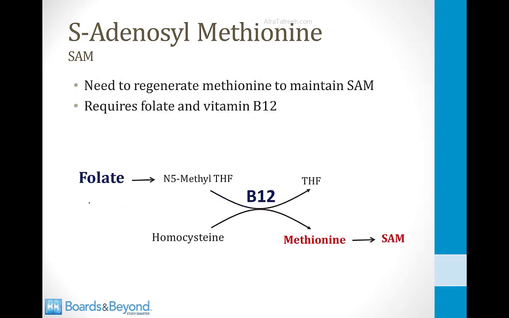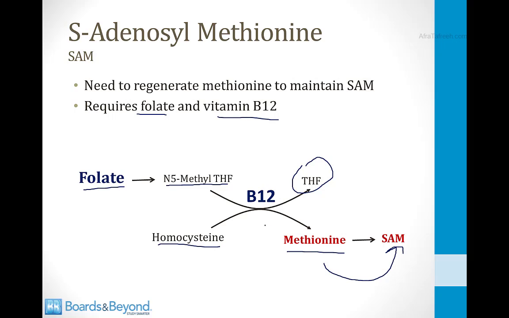Now you need to regenerate methionine in order to maintain levels of SAM inside of cells and continue metabolizing norepinephrine into epinephrine. And to regenerate methionine, you need the vitamins folate and B12. The pathway looks like what I've shown on the screen here. Folate is converted to N5-methyl tetrahydrofolate. A molecule of N5-methyl tetrahydrofolate plus a molecule of homocysteine can be converted into tetrahydrofolate and methionine, and the methionine can then go and make more SAM. And this conversion requires the vitamin B12.